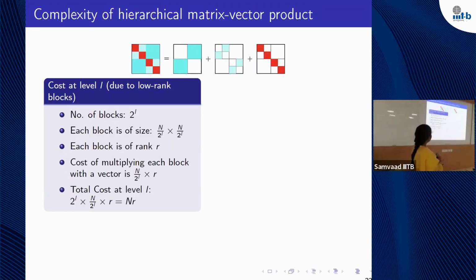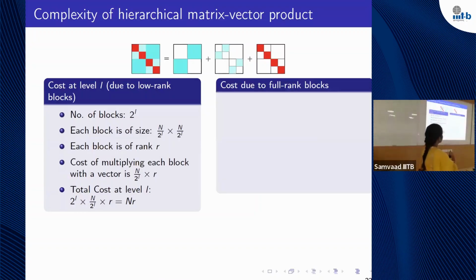And this is multiplying one sub block, say this block. So the total cost is multiplying all the sub blocks. So I need to therefore multiply it with the number of blocks 2 power L. So I have NR as the cost for multiplying this matrix. Similarly, this matrix NR.